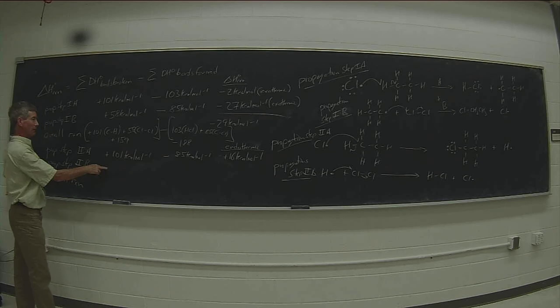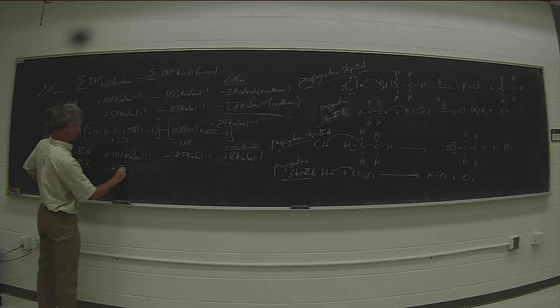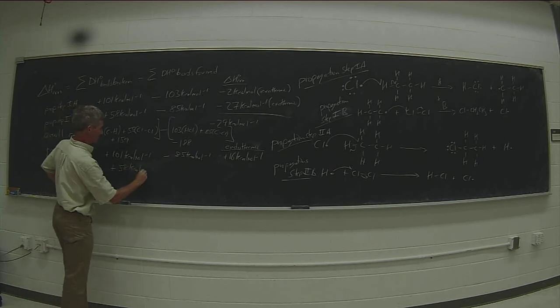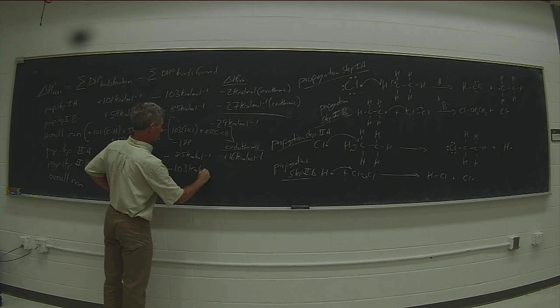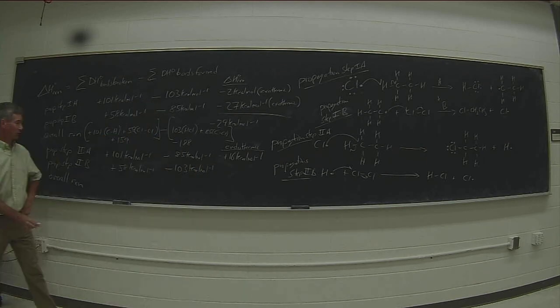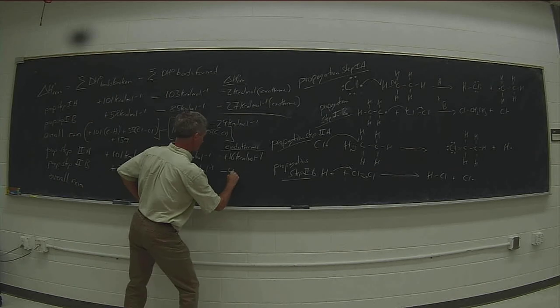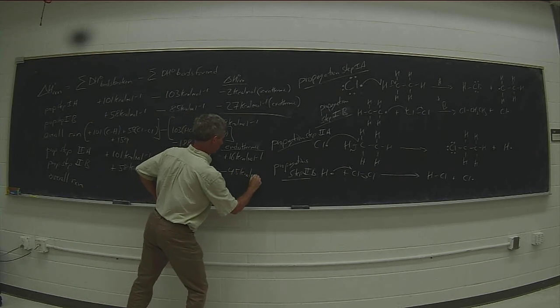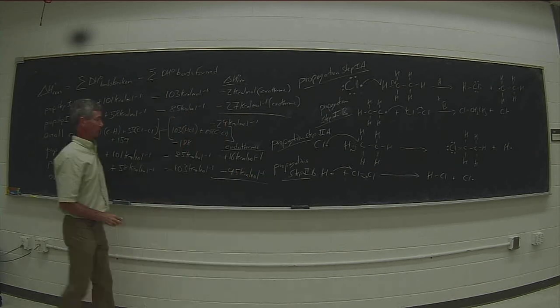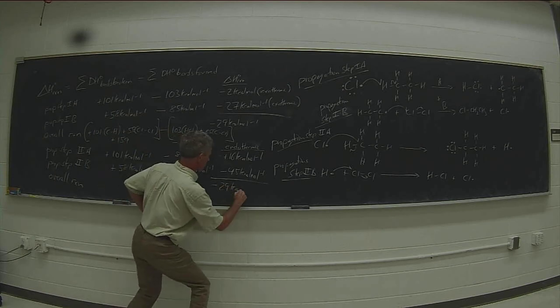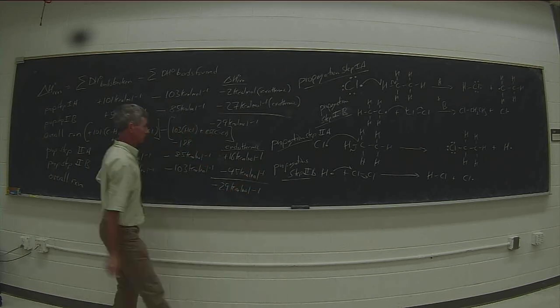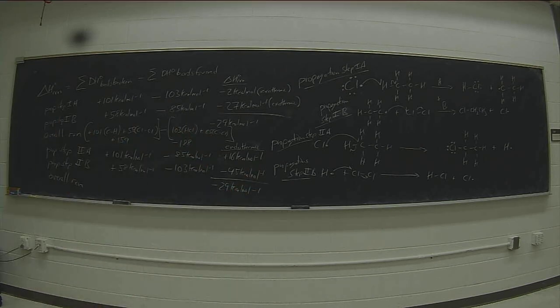In the second step, we're breaking the chlorine-chlorine bond, that's 58 kilocalories per mole. And we're forming the hydrogen-chlorine bond, 103 kilocalories per mole. That's going to be quite an exothermic reaction. That's going to be minus 45 kilocalories per mole. And comfortingly, that results in the same minus 29 kilocalories per mole. It has to, because it's the same overall reaction.